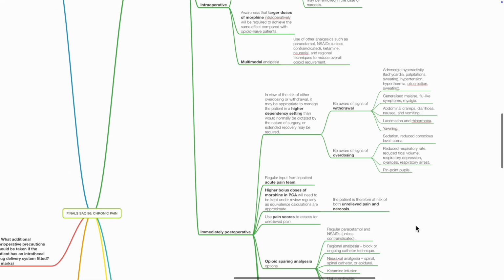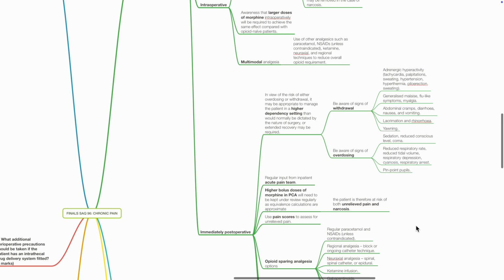Immediately post-operatively, in view of the risk of either overdosing or withdrawal, it may be appropriate to manage the patient in a high dependency setting rather than as would normally be dictated by the nature of the surgery, or extended recovery may be required. Be aware of signs of opioid withdrawal, such as adrenergic hyperactivity, tachycardia, palpitations, sweating, hypertension, hypothermia, piloerection, generalized malaise, flu-like symptoms and myalgia, abdominal cramps, diarrhea, nausea and vomiting, lacrimation and rhinorrhea, and yawning.